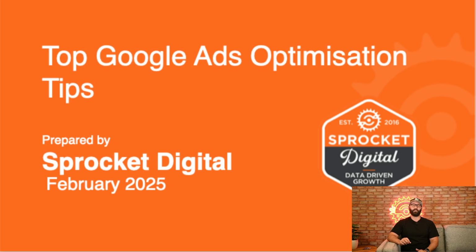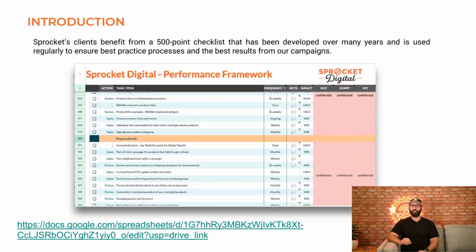Anyway, in this webinar, I'm going to share with you Sprocket Digital's top optimization tips for improving Google ad account performance, so you are able to generate the best possible return for your marketing budget. Let's get started. In order to find and present the most valuable tips for this presentation, I have worked my way through Sprocket's 500-point optimization checklist and cherry-picked some valuable tips that are easy to implement and provide noticeable improvements in campaign performance for both lead gen and e-commerce businesses.